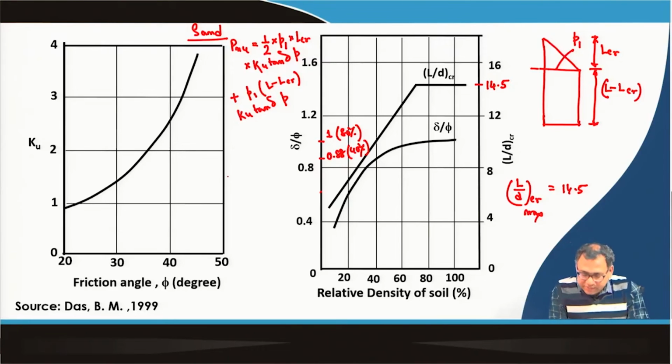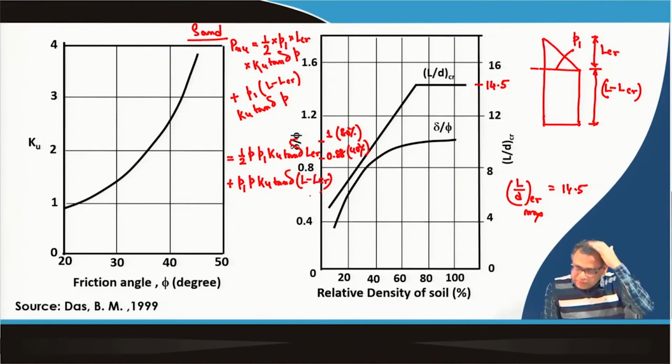So, finally, I can put the equation as half into perimeter into P1, the stress at this level, into Ku into tan delta into L critical, plus P1 into perimeter into Ku into tan delta into L minus L critical.